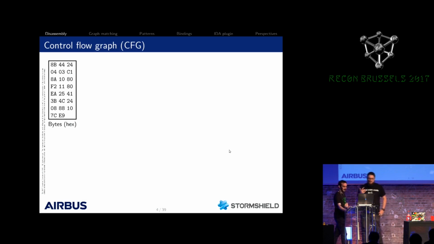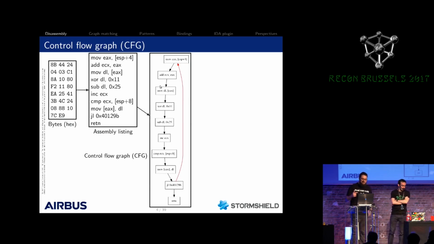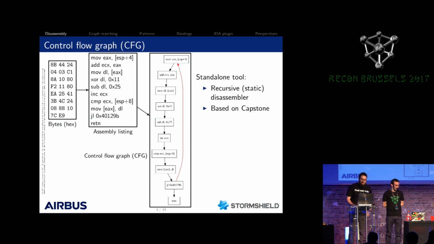So Backspace is a binary, okay? So it's a sequence of bytes. Those bytes can be interpreted in assembly language, so a sequence of instructions. So we can see the XOR and the sub routine for the decryption. Then we can create a graph, a CFG, so it's the flow of the execution of the instructions. And in the standalone tool, we use a recursive function to create this graph, and we base the disassembler on Capstone.